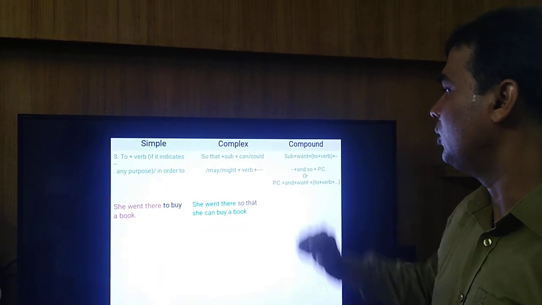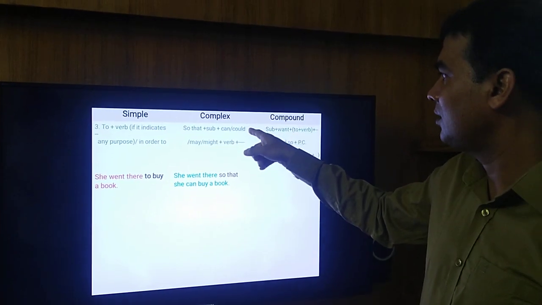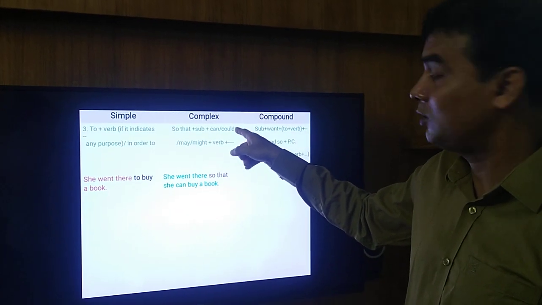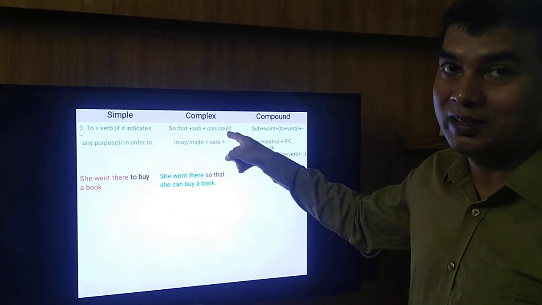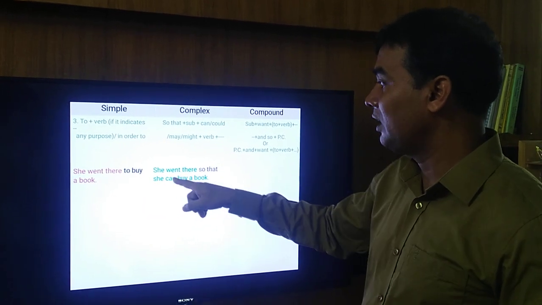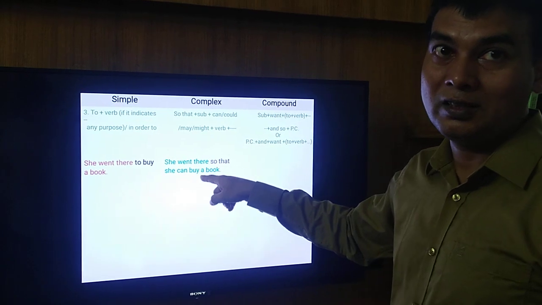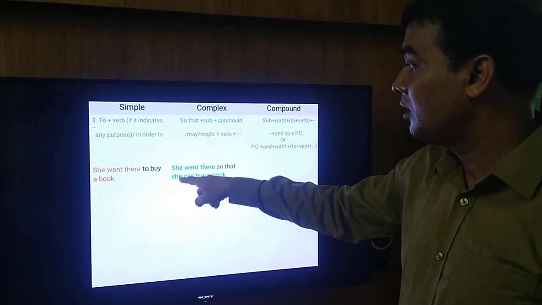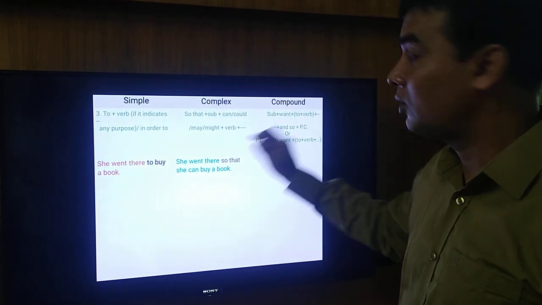can buy a book. Here the subject, perhaps this word has been omitted here. This is a mistake, but you can correct it. "She can buy a"... she could. This is another mistake, so you can write: she could buy a book.